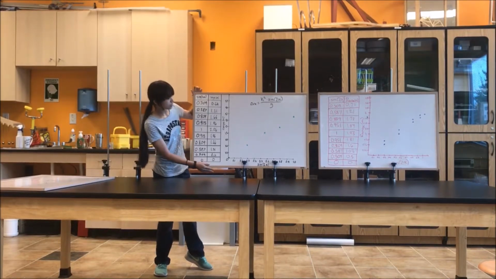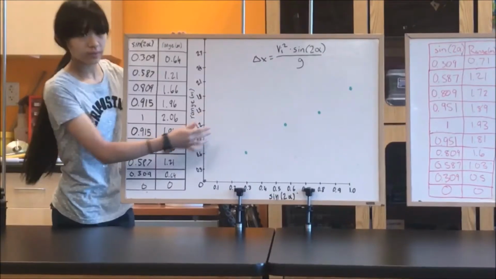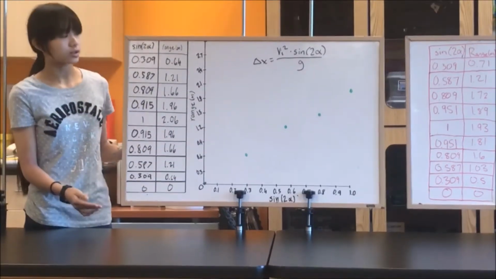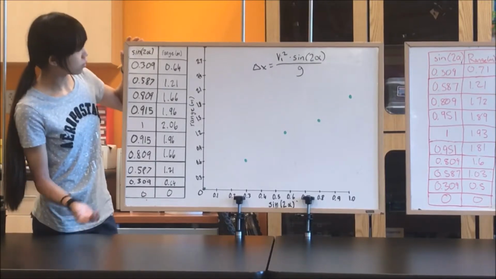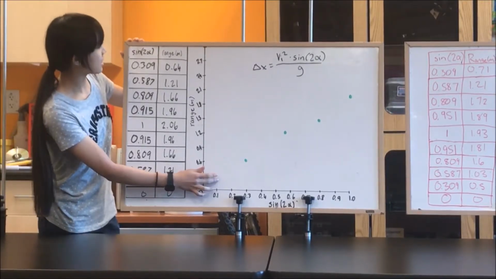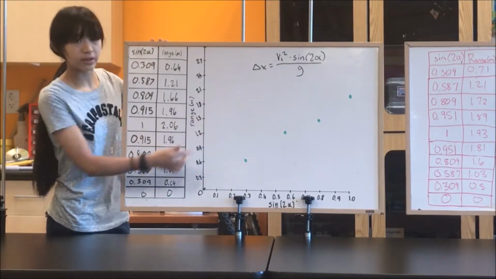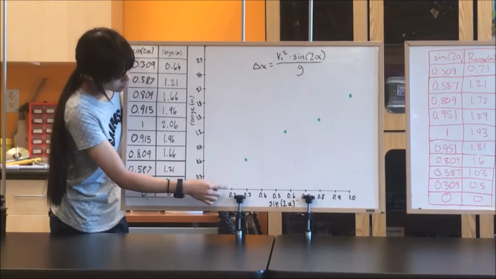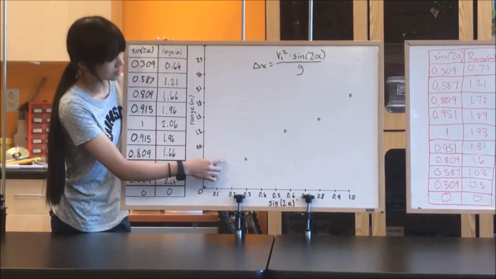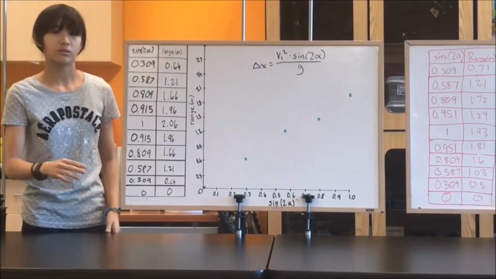This graph shows the predicted range according to this formula. For V, the velocity, we calculated the velocity according to the first graph with the data points. And so the x-axis would be sine 2 alpha, and the y-axis will remain range. So as you can see here, the complementary angles should have the exact same range if everything is constant.